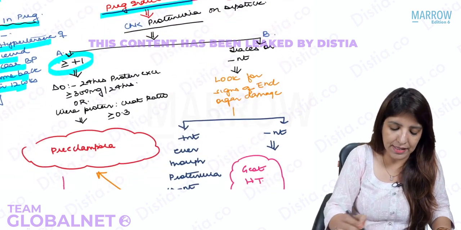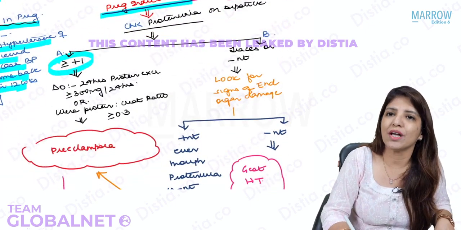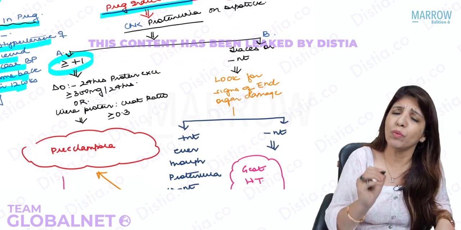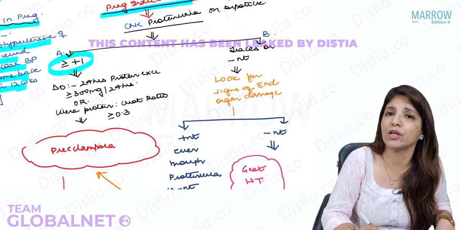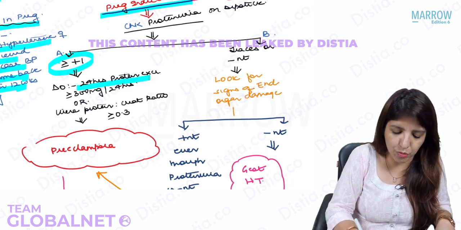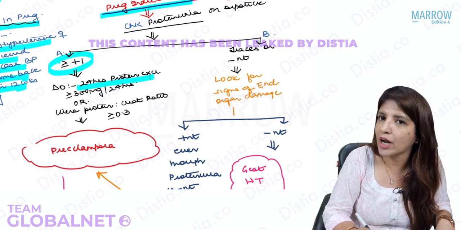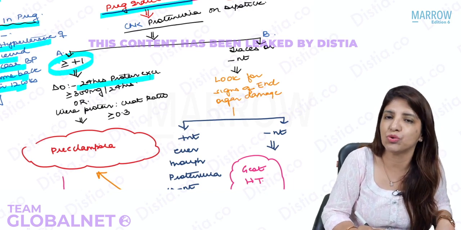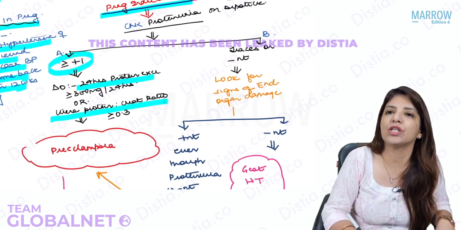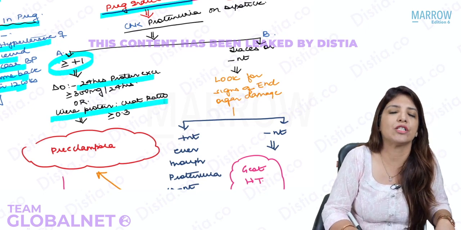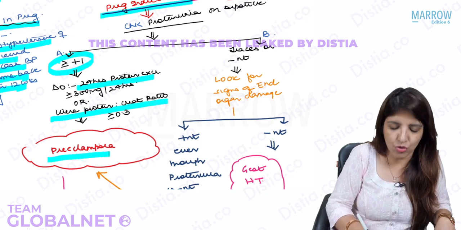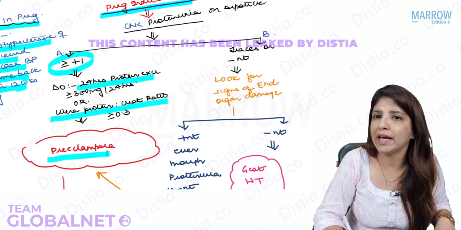Then in that case, proteinuria by dipstick method is just a screening test, right? So whenever proteinuria comes more than or equal to +1, you should follow it up with 24 hours protein excretion. And if 24 hours protein excretion is more than or equal to 300 milligrams in 24 hours, or you can do a urine protein to creatinine ratio, which if it is more than or equal to 0.3, then I'm going to call her a case of preeclampsia.